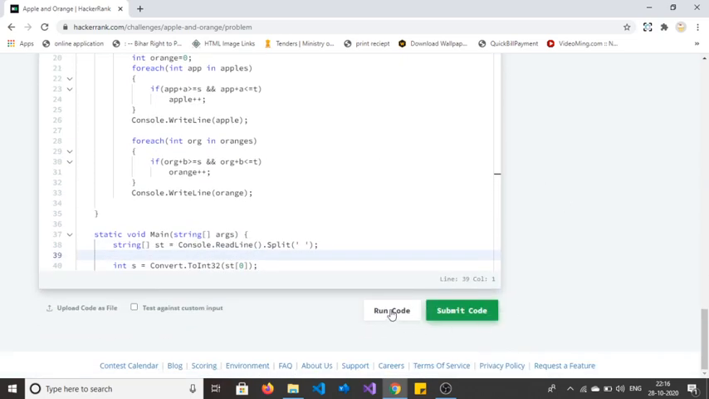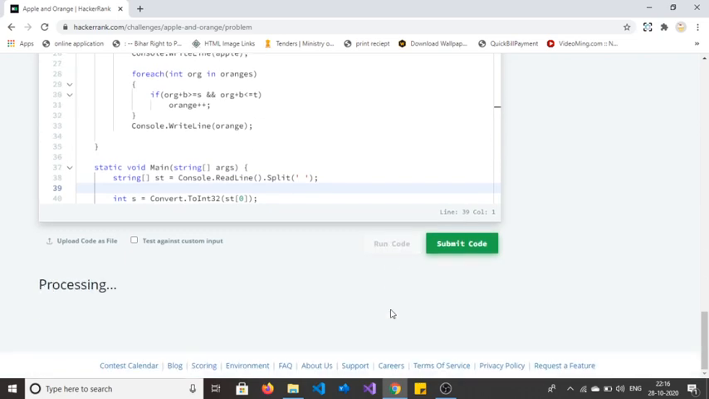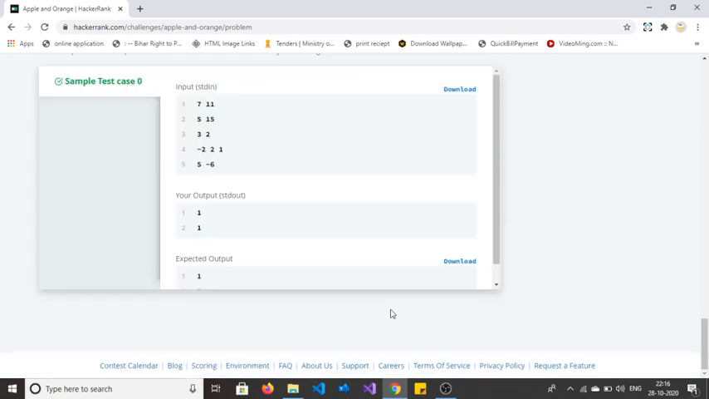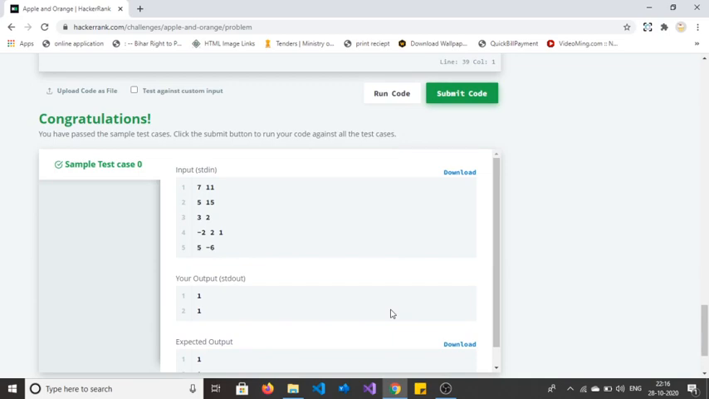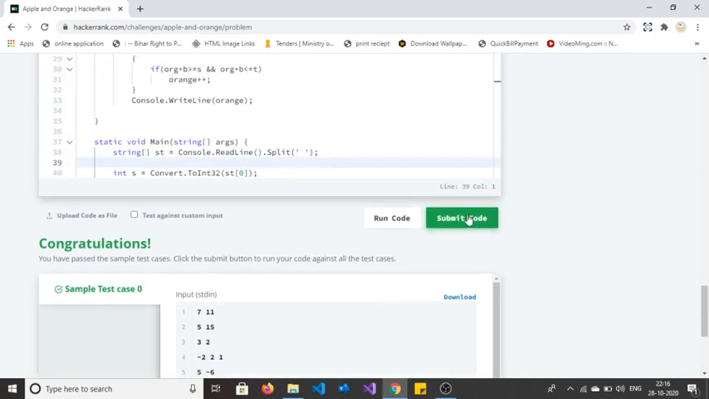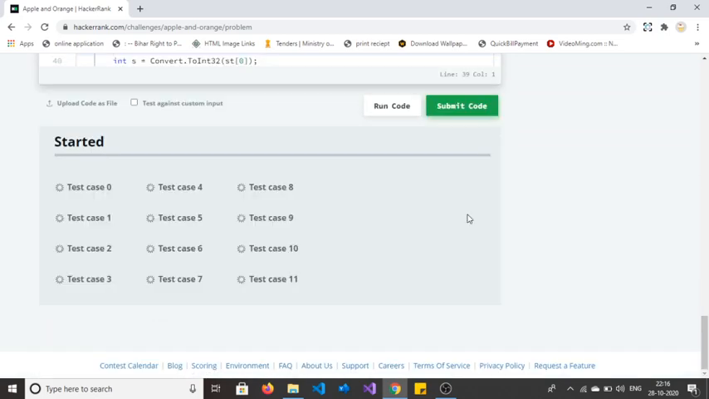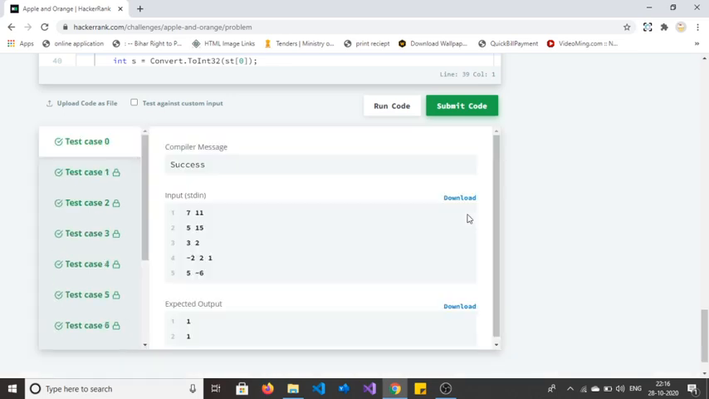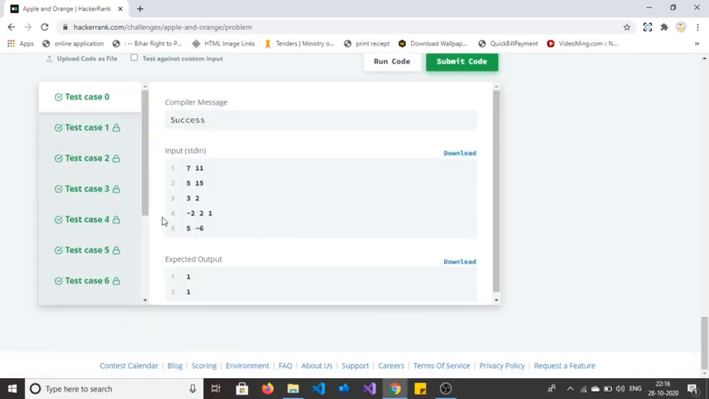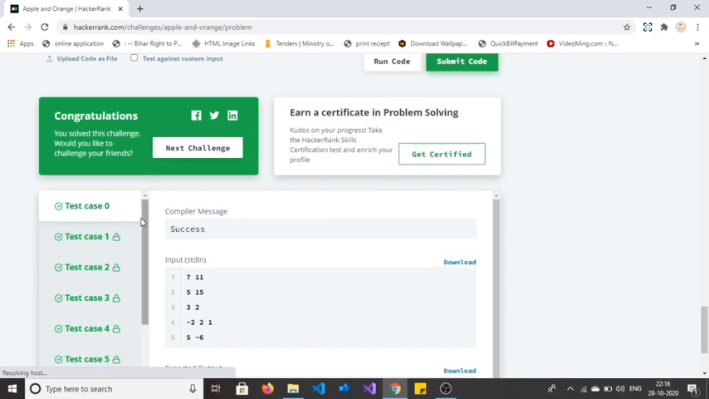Let's run this code for sample test case validation. Yeah, it passed all the sample test cases. Let's again submit this code for final evaluation. Yeah, it passed all the test cases without any time complexity issue.